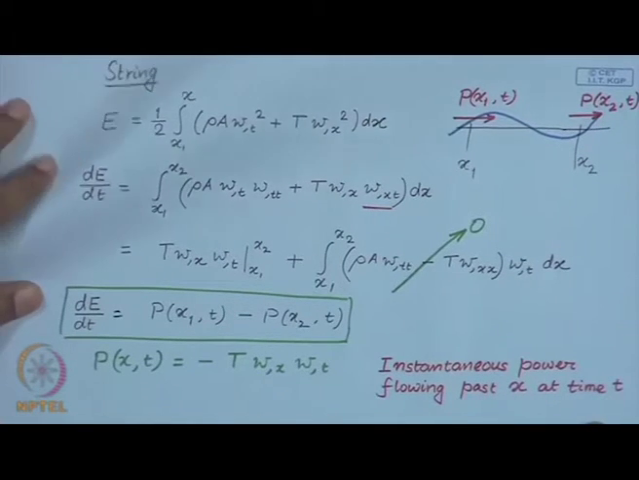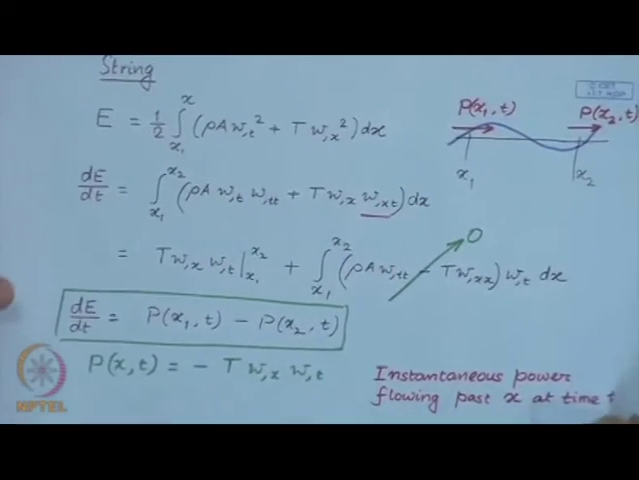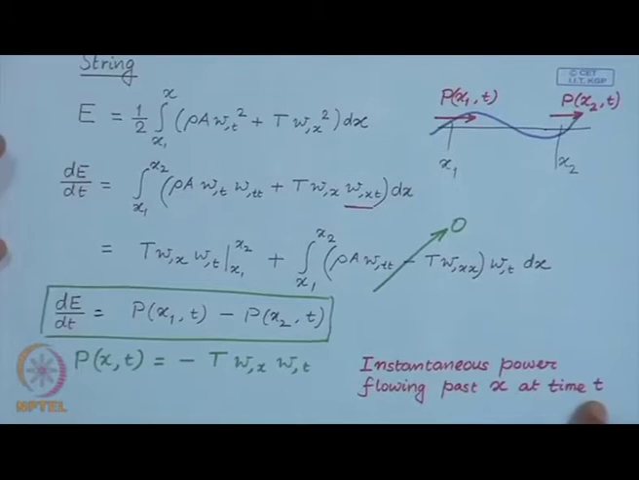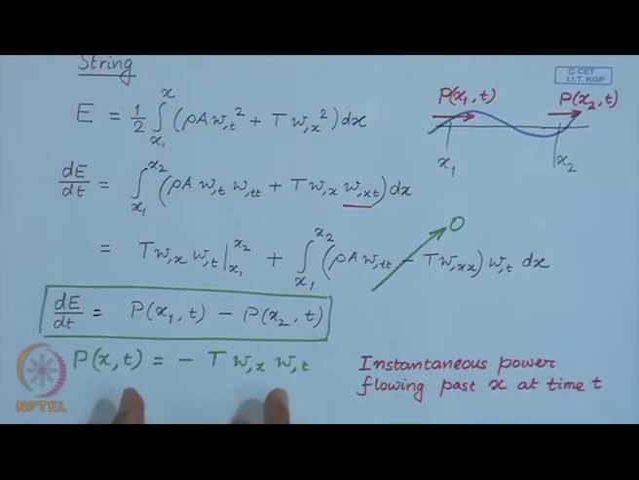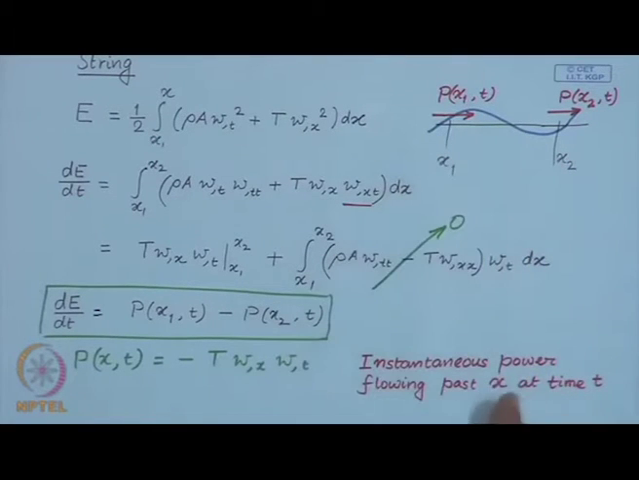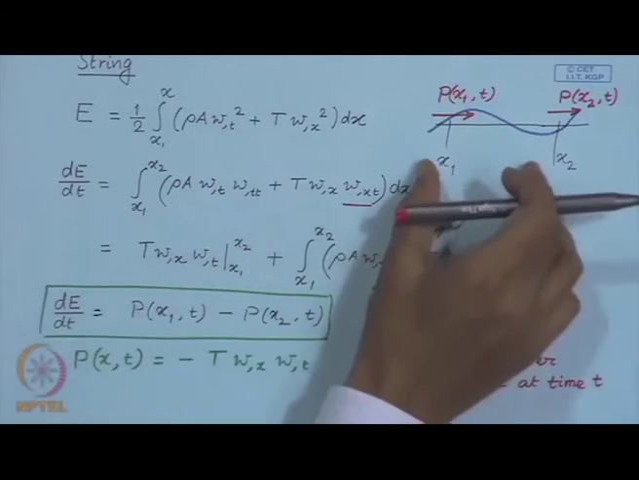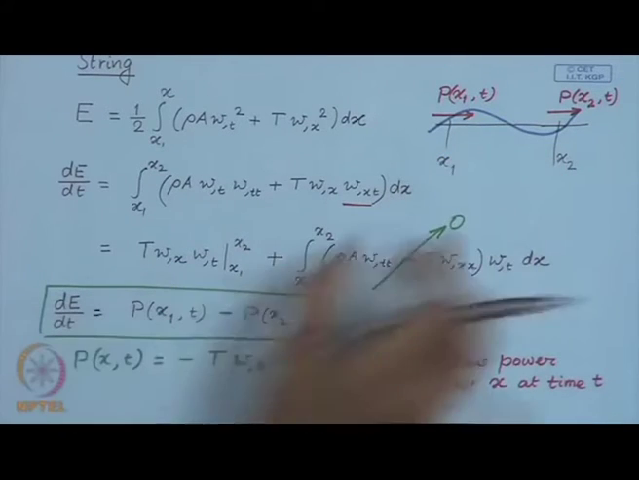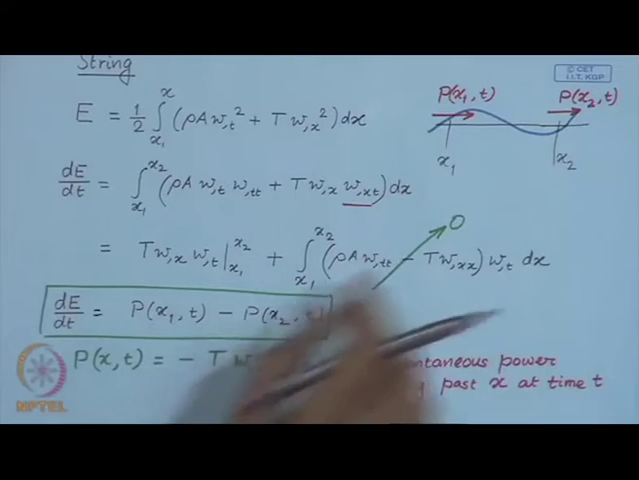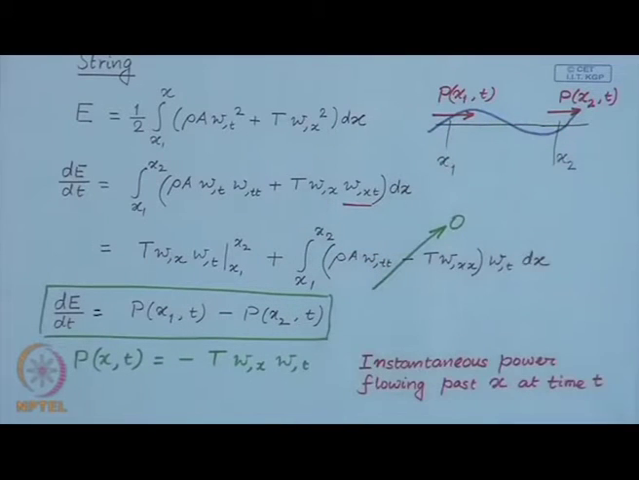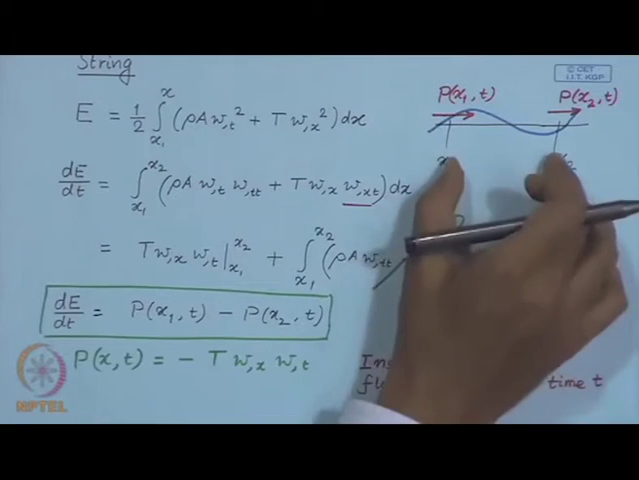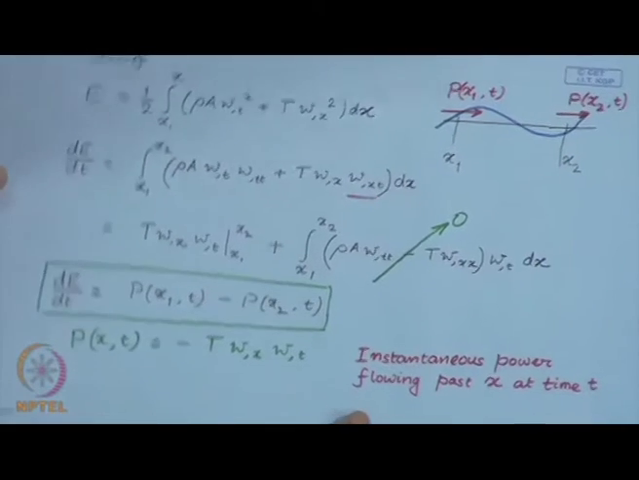So, at time t, if you look at a time instant t, then this is the expression of the instantaneous power that is flowing past the point x, any point x at that time instant t. So, this equation gives us the balance of energy, how the energy of this segment is changing with time. Suppose energy is constant, then these two must balance, that means the power coming in must balance the power going out. In that case, the energy of this portion of the string is not going to change with time.